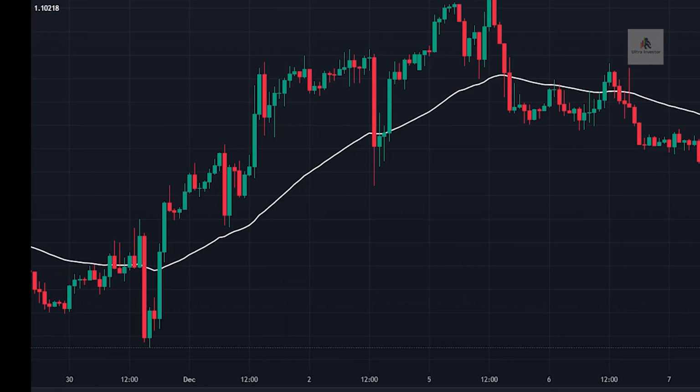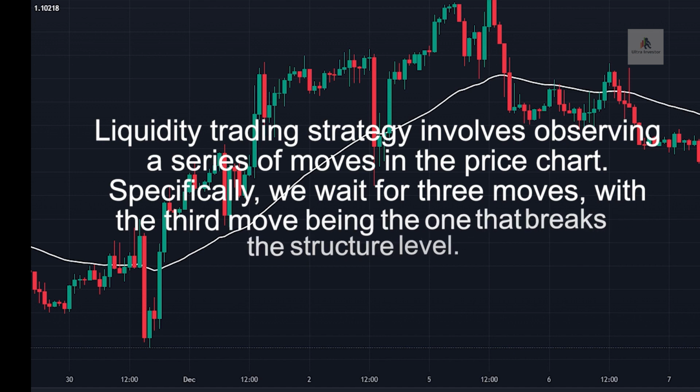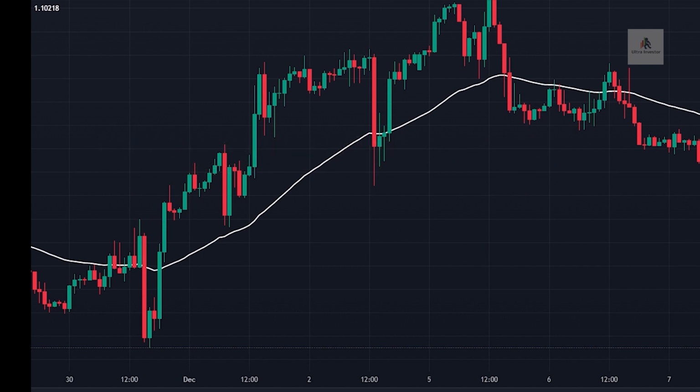direction. To explain further, this trading strategy involves observing a series of moves in the price chart. Specifically, we wait for 3 moves, with the third move being the one that breaks the structure level. As an illustration, in the current example, the price broke the 50 EMA, exponential moving average, in an upward direction and made 3 moves, ultimately breaking the previous market structure. This indicates that we have identified a bullish trend, as long as the price stays above the higher low. Therefore, we will only be looking for opportunities to buy.